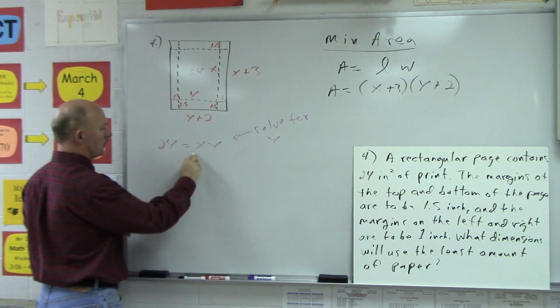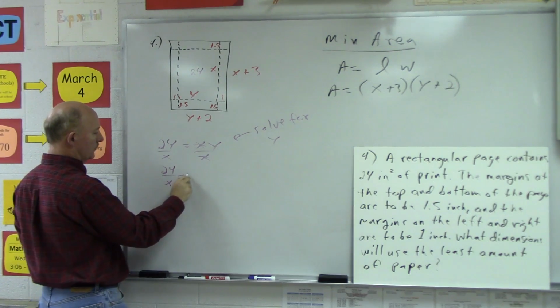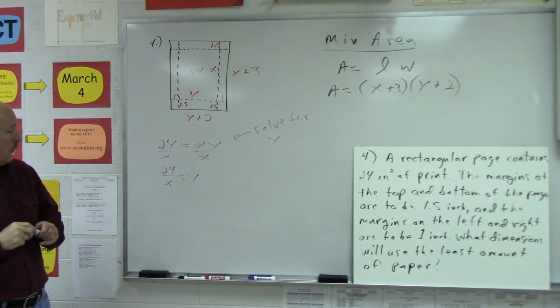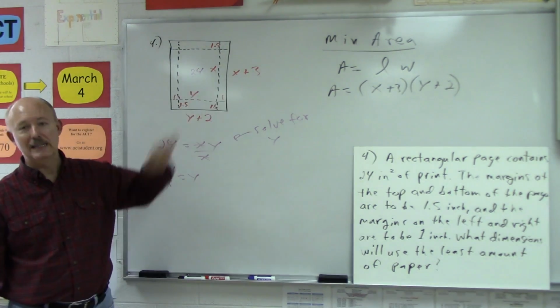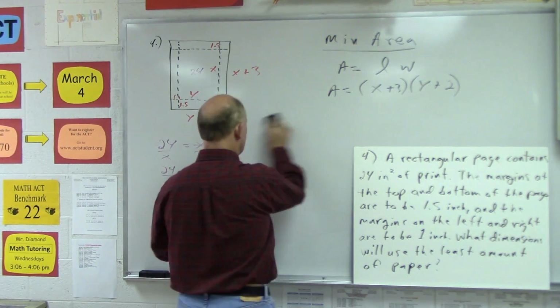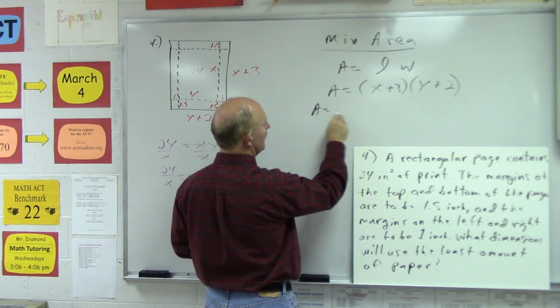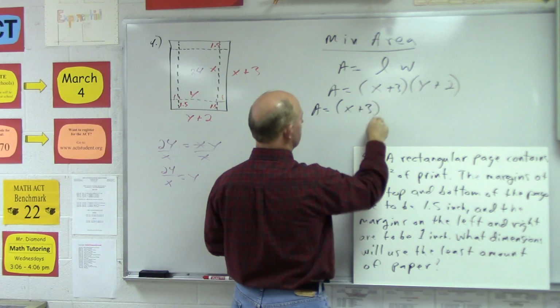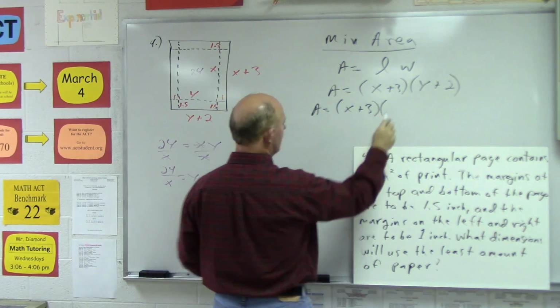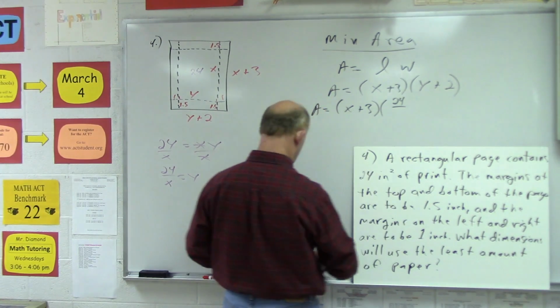So to solve for y, we're going to divide this side by x, and divide this side here by x. We have 24 over x is equal to y. Okay, now once you get it solved for y, let's substitute it into our other equation over here. So let me erase this. And we end up with A equals x plus 3 times, instead of y, we'll put 24 over x plus 2.